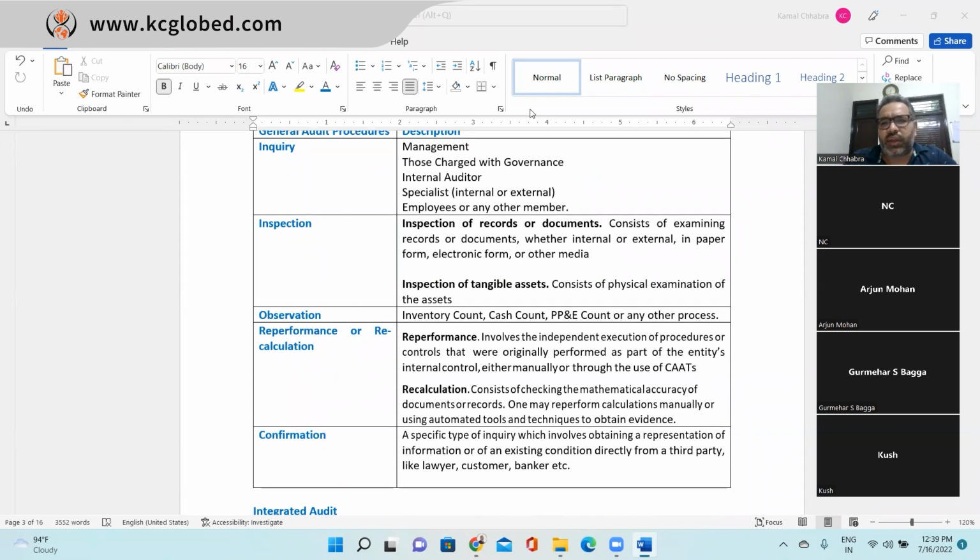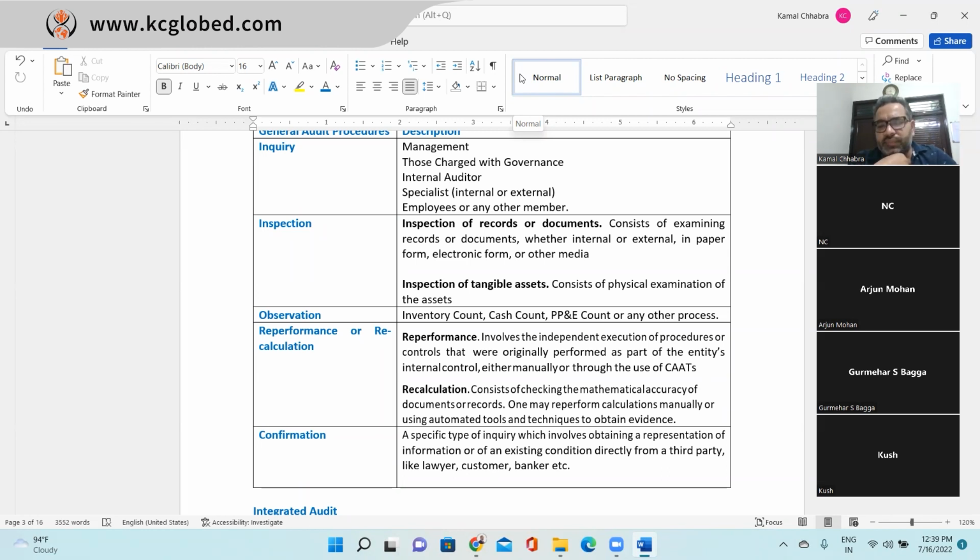First one is inquiry. Like in the morning also we discussed the inquiry. Inquiry may be with the management. Inquiry may be with those charged with governance. Inquiry may be with the internal auditor. Inquiry may be with a specialist. That can be an internal specialist or external specialist.